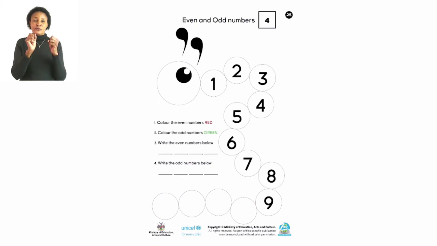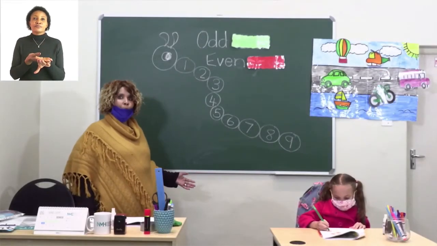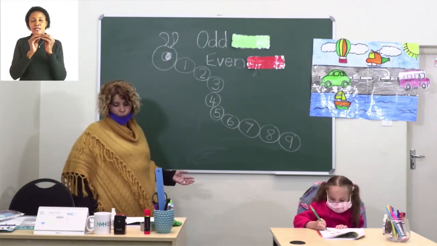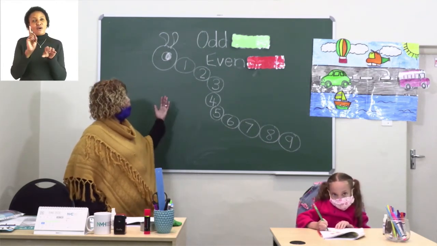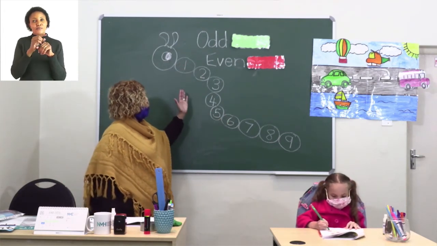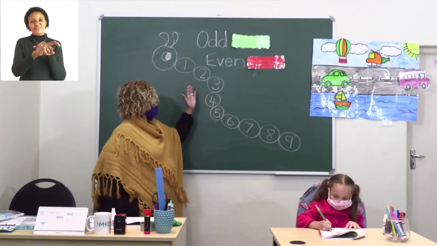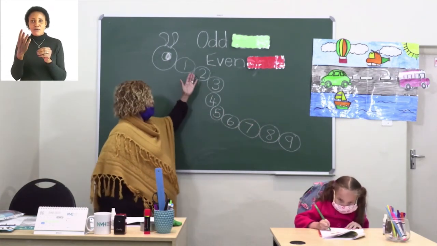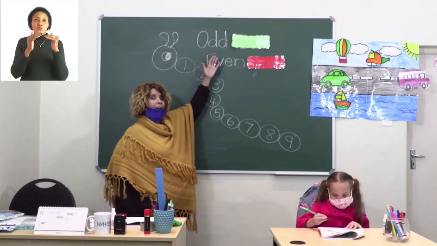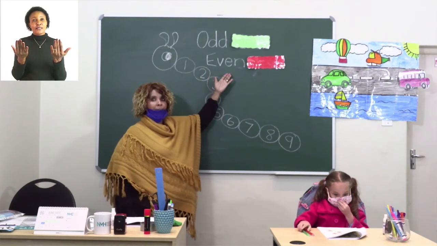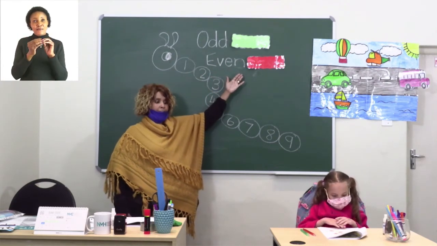Okay. Now we come back to the chalkboard, and I will explain a bit more about the odd and even numbers and what we have to do on this page. On the board, you will see there's a worm with all the numbers from 1 up to number 9. And then you will see the odd number in green, the even number in red.